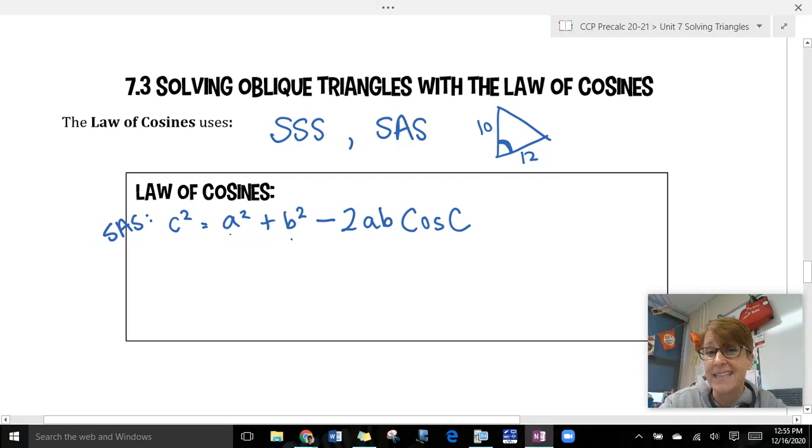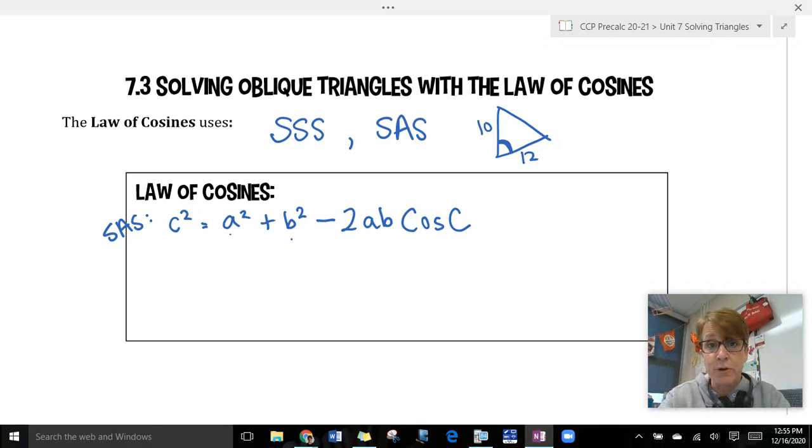Now, what if it's not side C that you're solving for? What if you have A and B? No, that would be this one. What if you have A and C and you want to find B? We can just rearrange it. Okay, so let's just write that version.